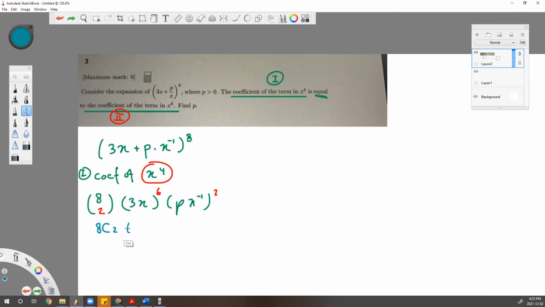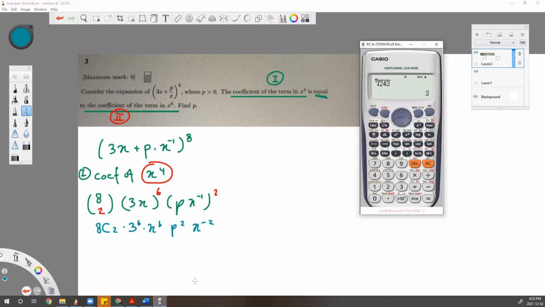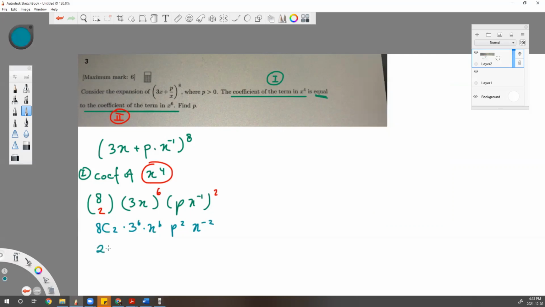Wait, I don't have to rewrite the bracket. Yep, 3^6, x^6, p^2, x^(-2), right? And we get the temporary answer. So 8C2, write it down, 28. 3^6, I don't care, just write 3^6. Why? Because we are not finding the final answer of this part.